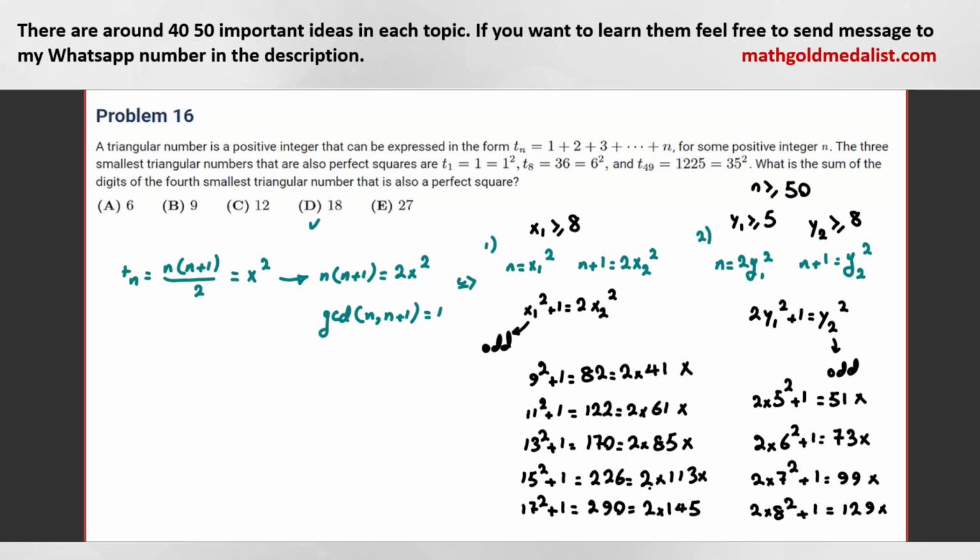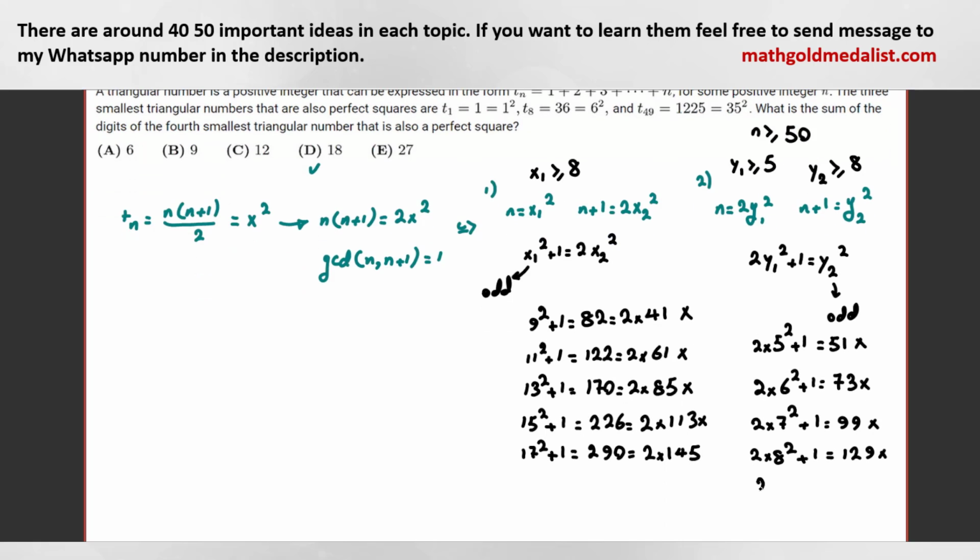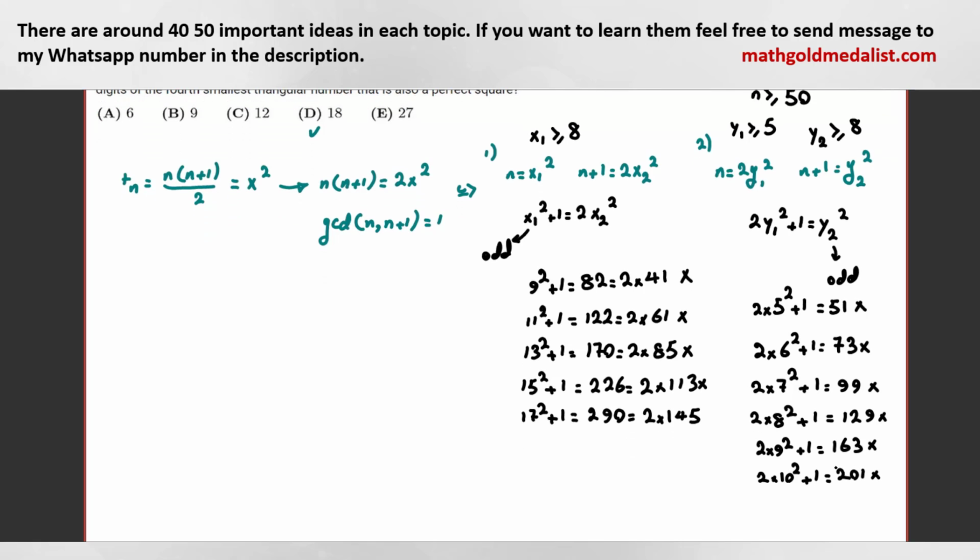Okay, now let's check some numbers here. 2 times 9 squared plus 1 is what? 163. Yes, 163. It's not a perfect square. 2 times 10 squared plus 1 is what? 201. It doesn't work. 2 times 11 squared plus 1 is what?